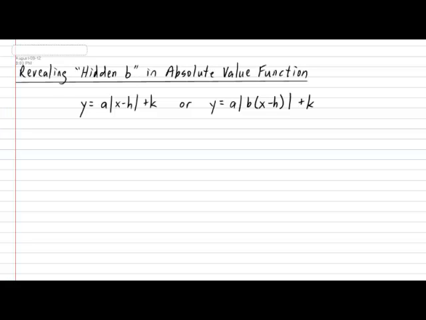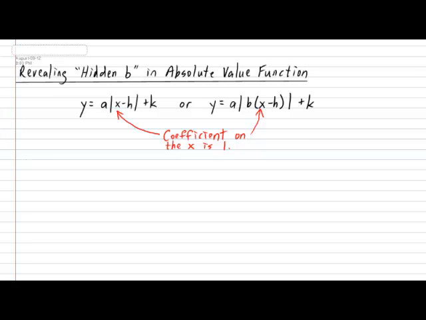Now, the big question is, why are these two rules considered, quote-unquote, proper format? Well, they're considered proper format because of the following reason. The x has a coefficient of positive 1 on it.